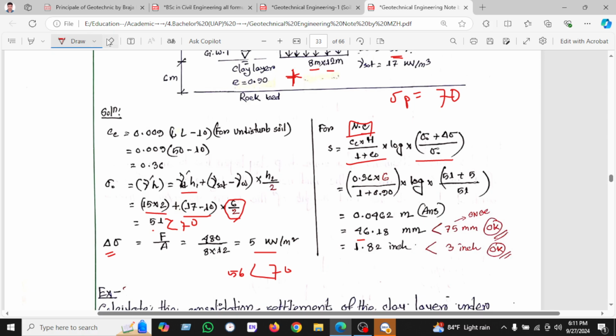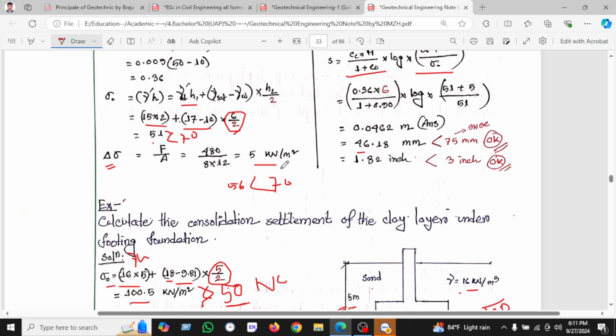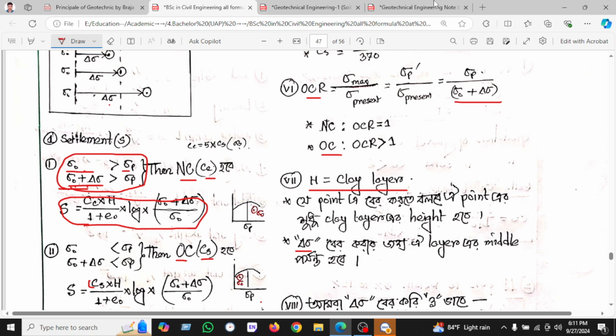I'm very sorry. So delta sigma p will be, let's see, the sigma p will be 20. So 5 plus 20 is 25, 51 plus 25 is 56, which is also greater than this. That's why we will use NC. The condition is very clear, so the condition must be satisfied.